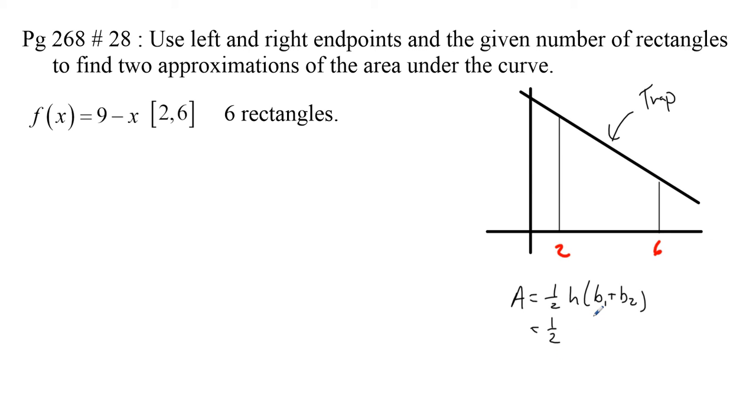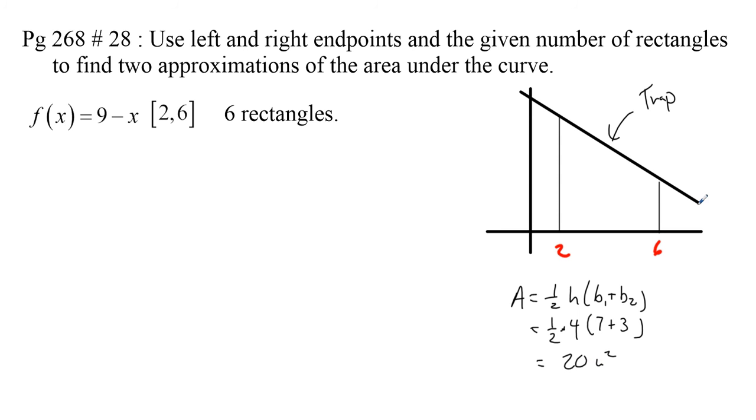When I plug 2 into this, I get 7 out. And when I plug 6 into this, I get 3 out. And then the height would be this distance right here, which would be 4. So I can actually calculate this. A is a half times 4, which is 2, 7 and 3 is 10, 2 times 10 is 20 units squared. So that's my actual value, and I know that.